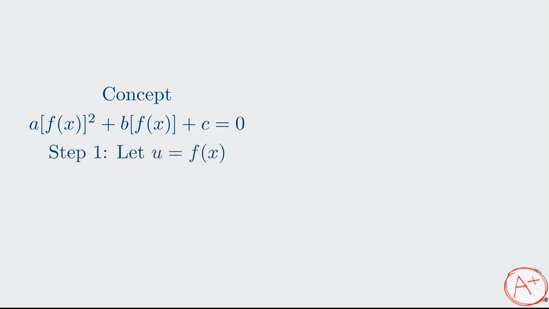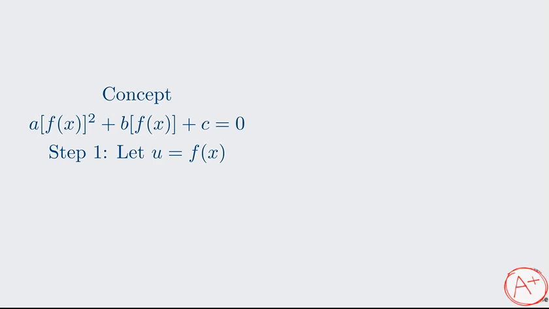The core concept is recognition. An equation is quadratic in some function, f of x, if it follows this structure: a times the function squared plus b times the function plus a constant c equals 0. To solve this, we use a technique called substitution.